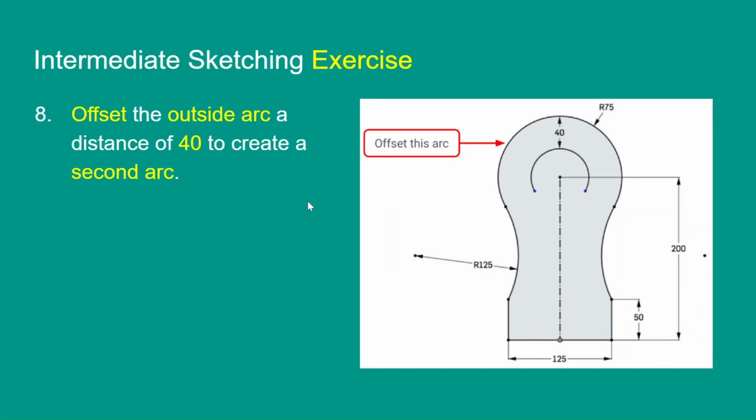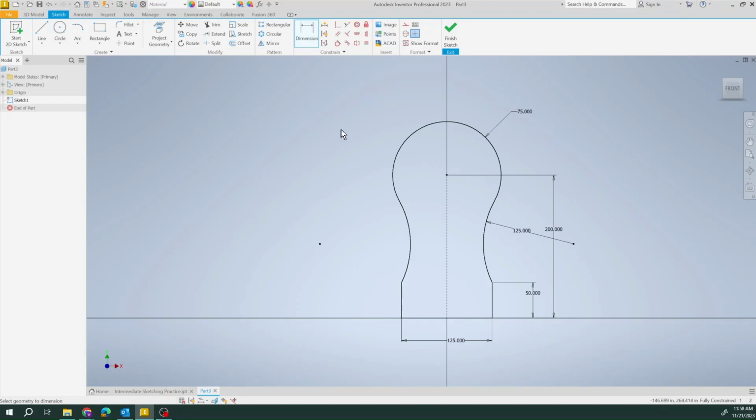So now the next one is I need to offset this outside arc, right? I just want that arc, and it needs to be a distance of 40. In our case, 40 inches. So I'm going to hit the offset button. And now I have my loop select. By default, my loop select is on, so it wants to select the whole thing, but I only want that top arc. So I'm going to hit escape. I'm going to click on offset again.